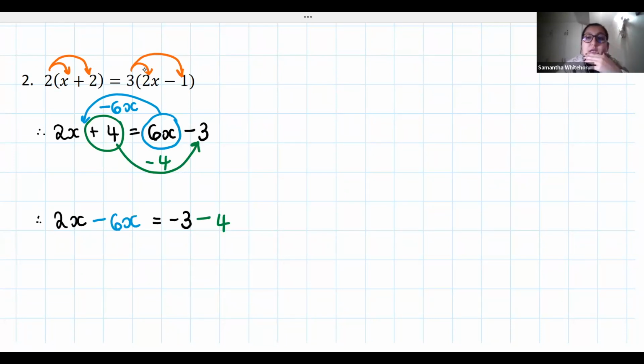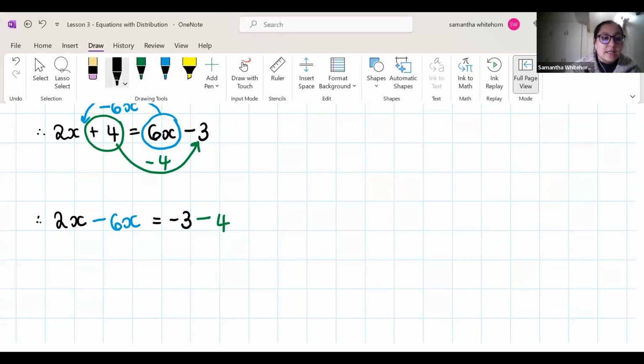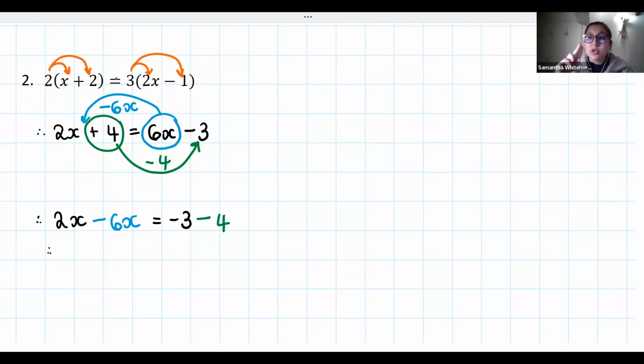Everyone else who maybe was wondering what happens, this is what happens. Get all of your x terms on one side, get the constants on the other side. Now we simplify the situation. 2x minus 6x. So you've got 2 x's and you're taking 6 away. That leaves you with negative 4x. On the right, you've got minus 3 minus another 4, so that gives you negative 7.